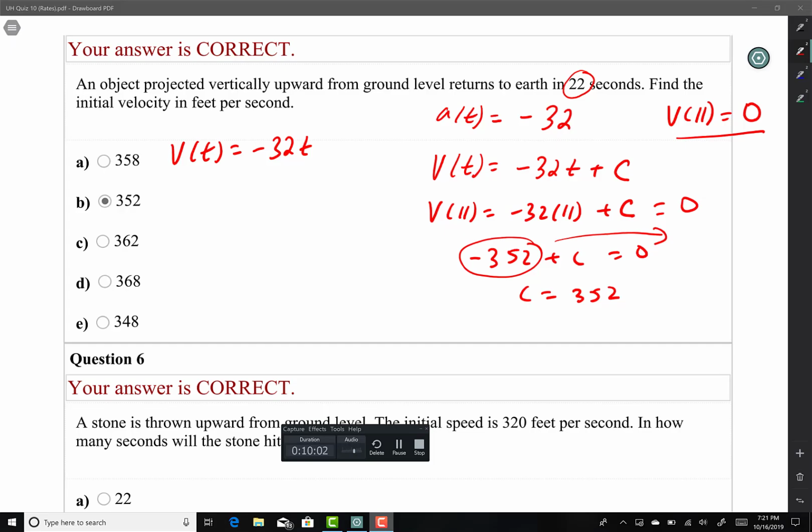Continuing. All right, negative 32t plus 352.